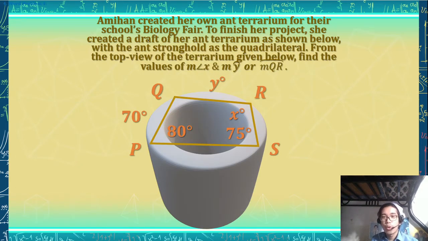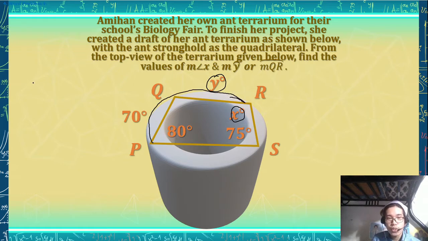Mihan created her own ant terrarium for their school's biology fair. To finish her project, she created a draft of her ant terrarium as shown below, with the ant stronghold as the quadrilateral. From the top view of the terrarium given below, we need to find the measurement of angle X, angle Y, and also the measurement of arc PQR. So how are we going to solve for these three values?